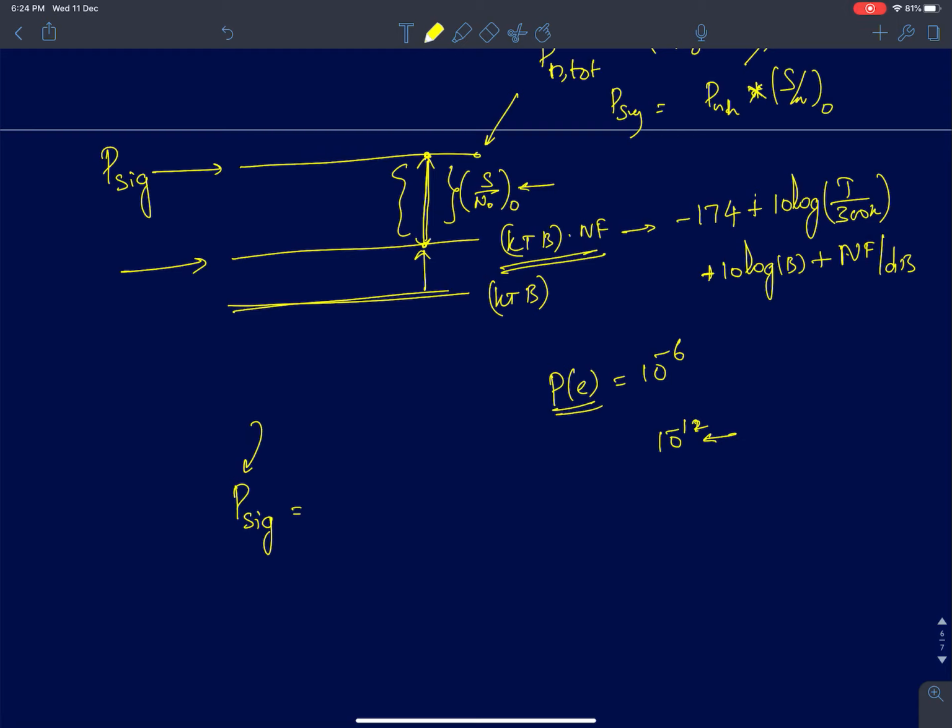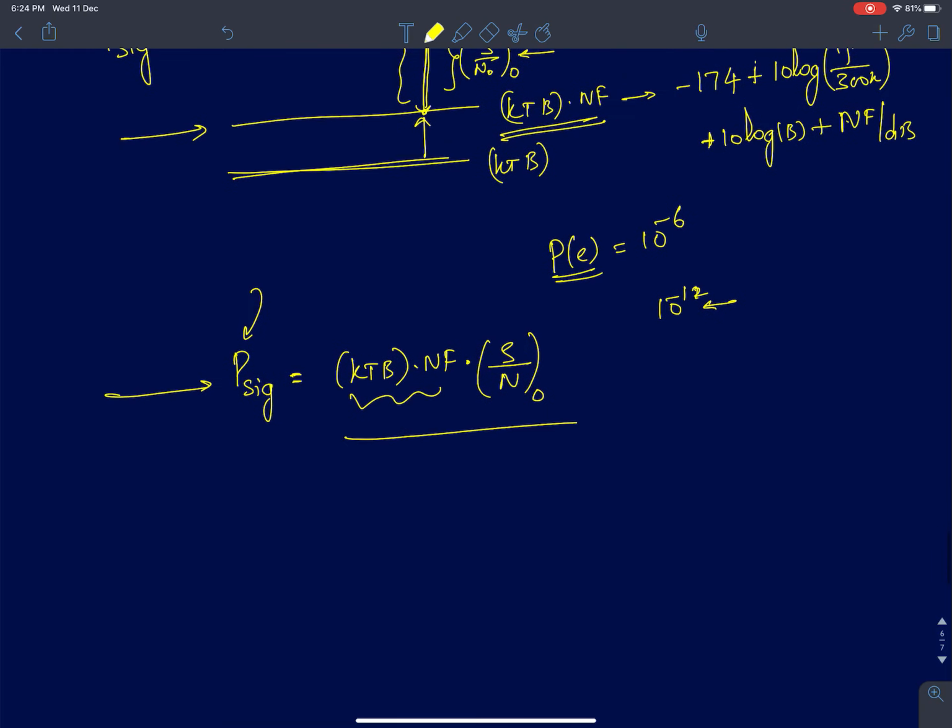If I first write it in watts, P signal is simply going to be KTB times noise figure, so this will be your total noise power, multiplied by the signal to noise ratio at the output. So this will be your sensitivity, the minimum signal power.